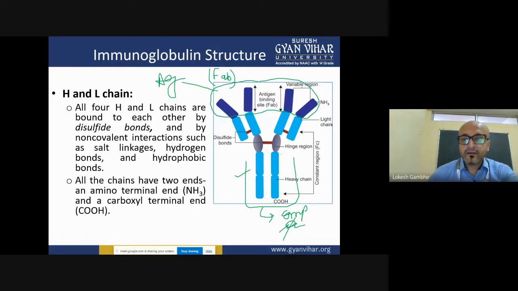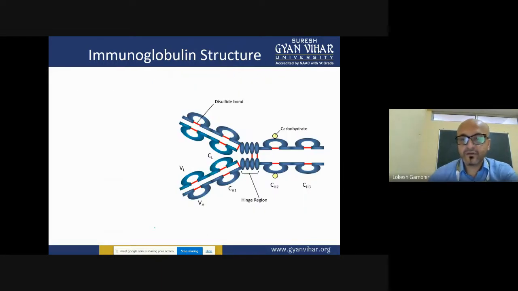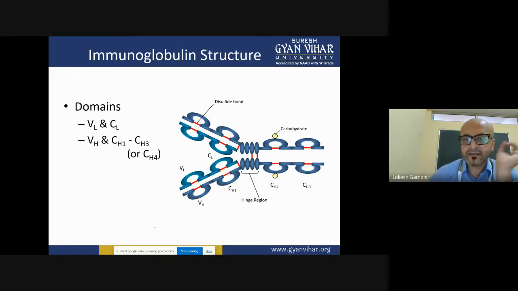Fine. And this particular constant region is also called the fragment constant, which is one constant of light and three constant of heavy. So that is how the bifurcation is happening. And the complete structure is stabilized by disulfide bonds as well as hydrogen bonds, hydrophobic interactions, and multiple units. So moving ahead, let us focus on the same picture that is very common.